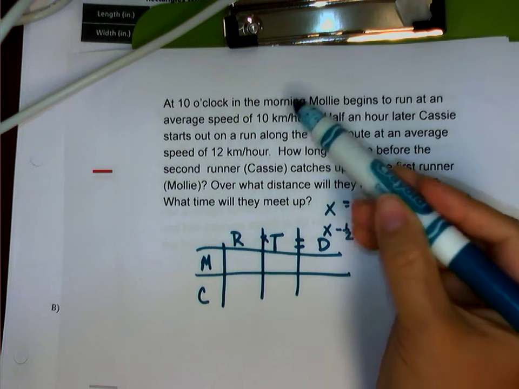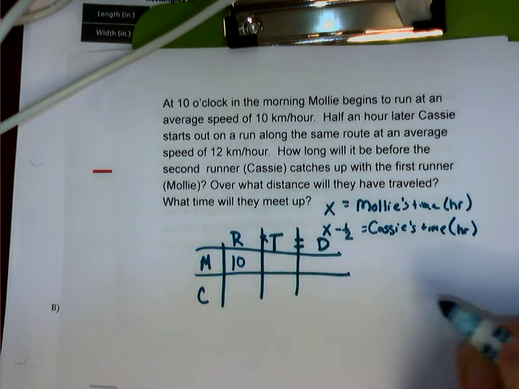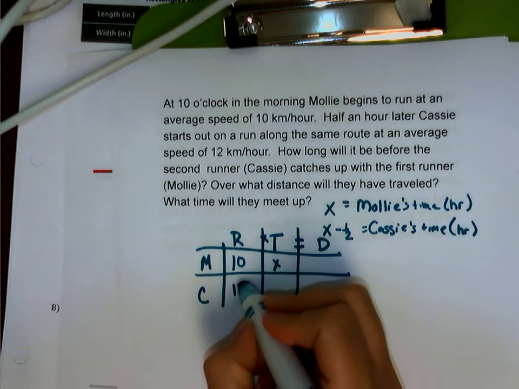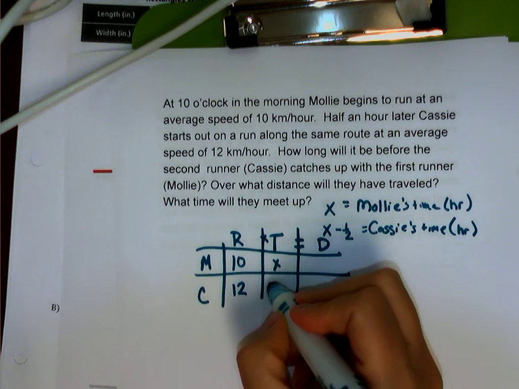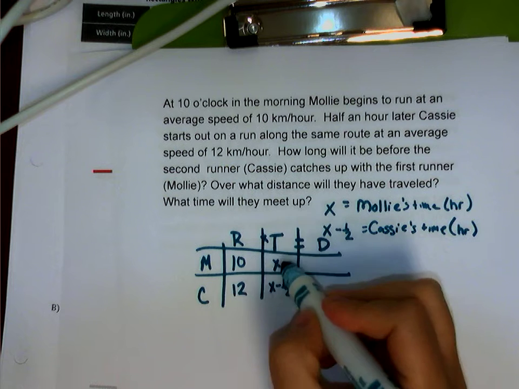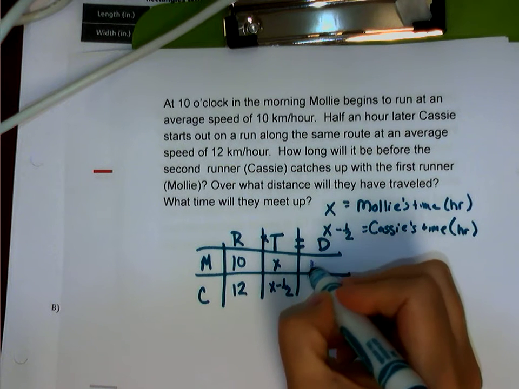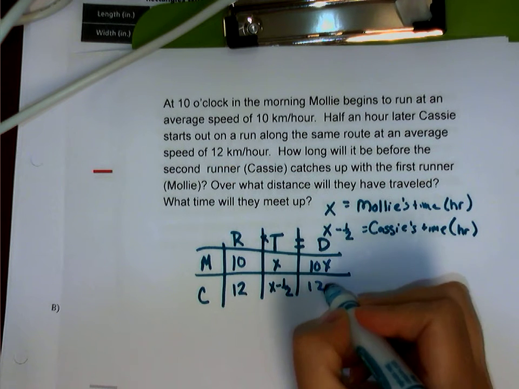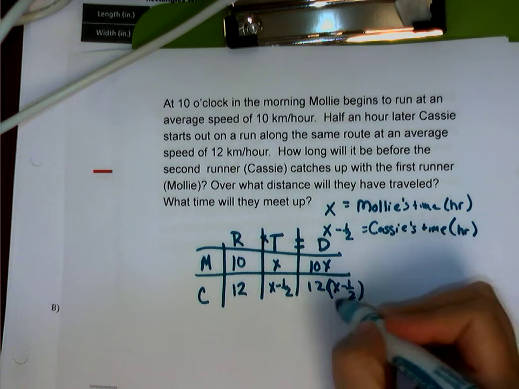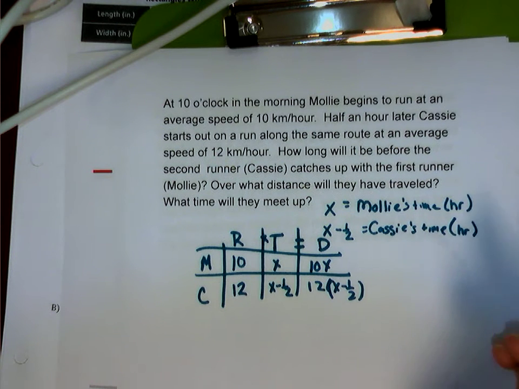So we know that Mollie's rate is 10 kilometers per hour. Her time is X. Cassie's rate is 12 kilometers per hour, and her time is X minus 1/2. Well, if we multiply rate times time, we get distance, right? Don't forget it is the distributive property here. A lot of people forget that step.